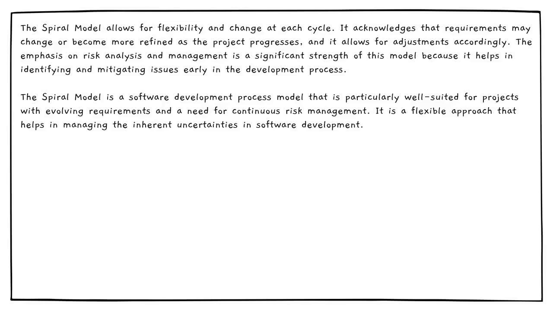The spiral model is a software development process model that is particularly well suited for projects with evolving requirements and a need for continuous risk management. It is a flexible approach that helps in managing the inherent uncertainties in software development.